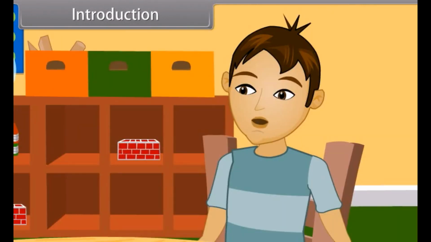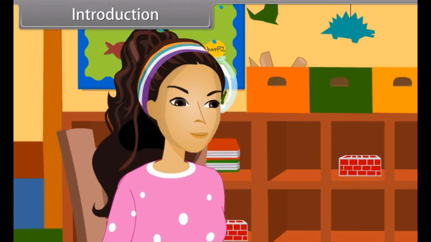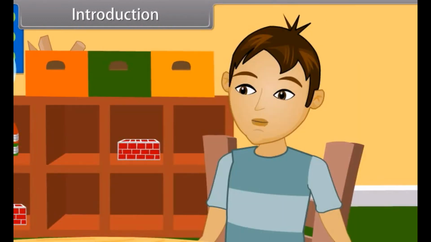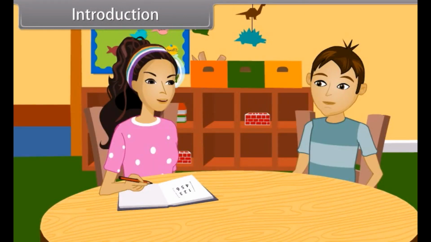Transpose? What is that? Oh, you were not present in the class yesterday? Teacher taught us to find the transpose of the matrix. Hey, can you tell how to find the transpose? Yeah, sure. Come, I will explain you.